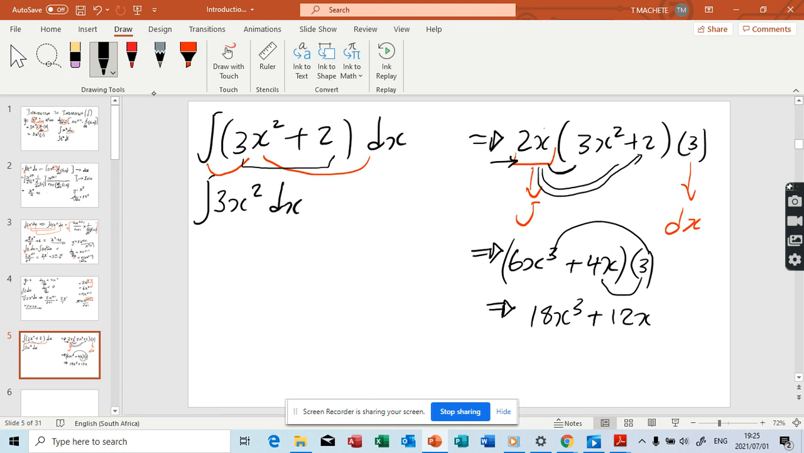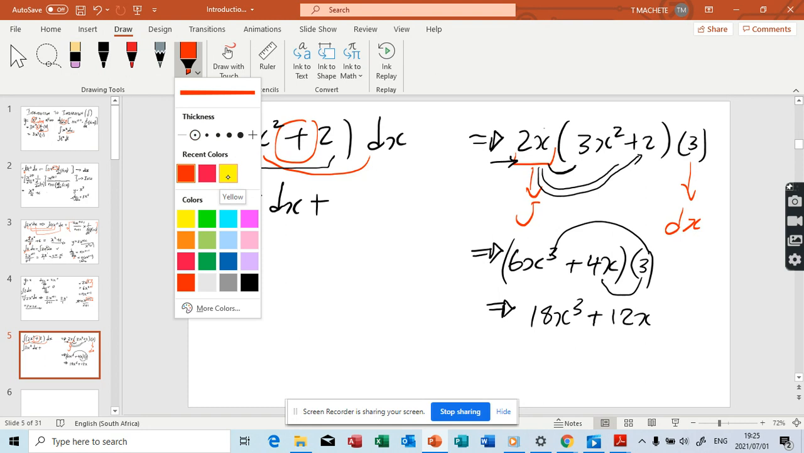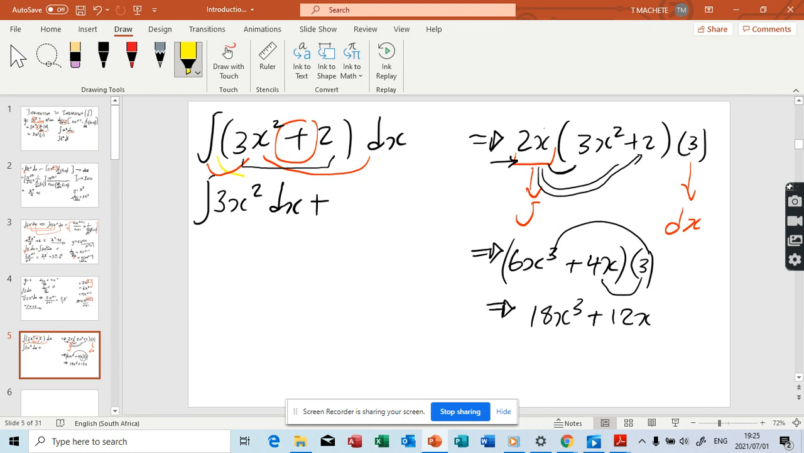Okay, you're done. Then now you're here. Remember, everything is inside the brackets, so you do the same with this one. You're going to say plus. Let me use a different color, let me use yellow. Then you do the same again: this multiplied by this, and this multiplied by this. So basically you're removing your brackets. So it's 2 dx. Do you guys understand it?